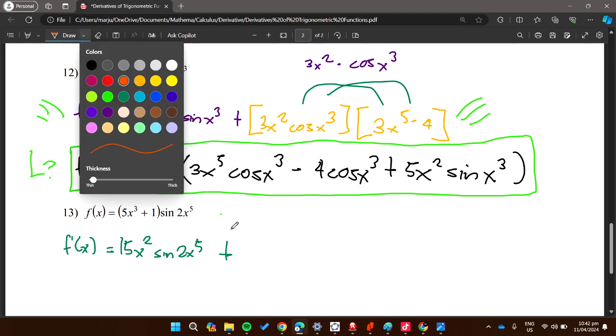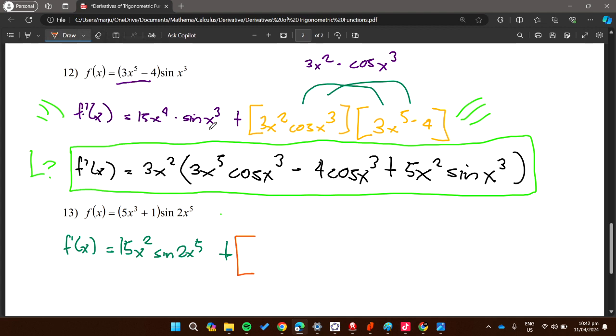This will be our Calvary. Alright? Derivative nito, that is just what? 10x to the 4th power. And then, anong derivative ng sine again? Sine is just cos, right? So, we have cos 2x to the 5th. And then, multiply it by the first one. We have 5x cubed plus 1. So, yung gagawin ninyo, work on that. Again, work on that.